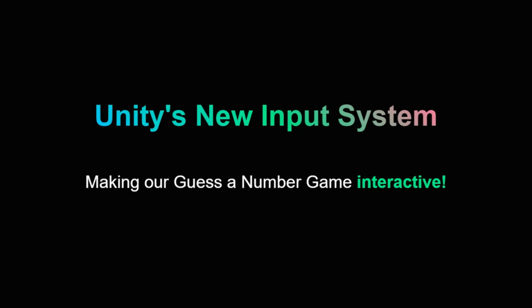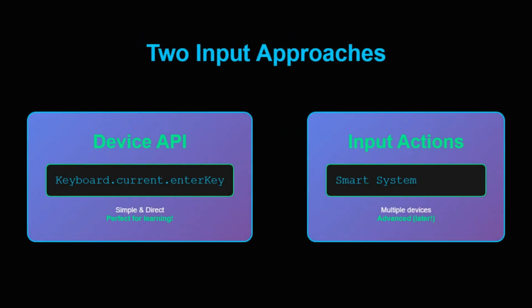Before we start coding, let me explain something really cool. Unity actually gives us two different ways to handle input. That's like keyboard presses, mouse clicks, or gamepad buttons. The first way is called the device API. This uses simple commands like Keyboard.current.enterKey. It's like asking, hey keyboard, was the enter key pressed right now? It's direct, easy to understand, and perfect for learning.